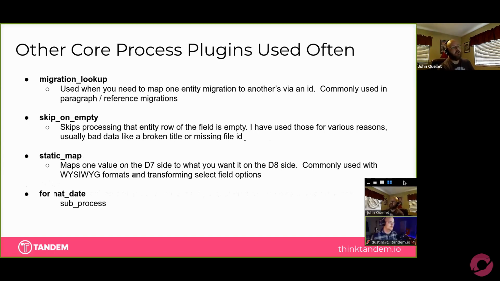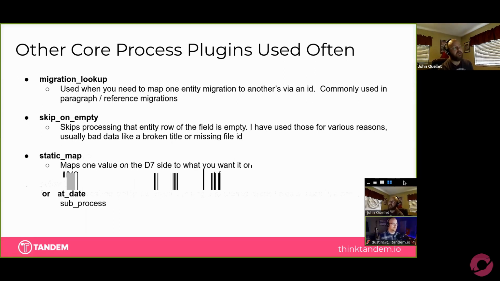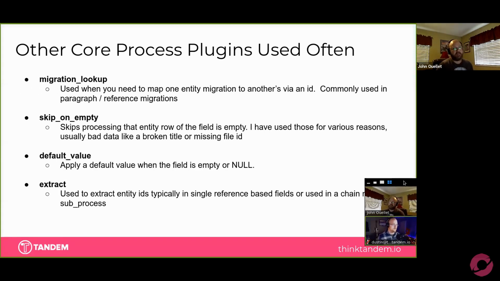Some other core plugins that I typically use: your migration lookup. This is how you can tap into another migration and grab the resulting ID. This is used a lot with paragraph and reference migrations. Skip on empty is a very useful one. It does exactly what it says. It skips the row if you have an empty value. You can also skip the process as well, but I haven't used that too much.